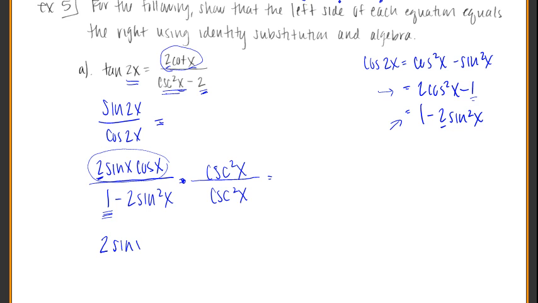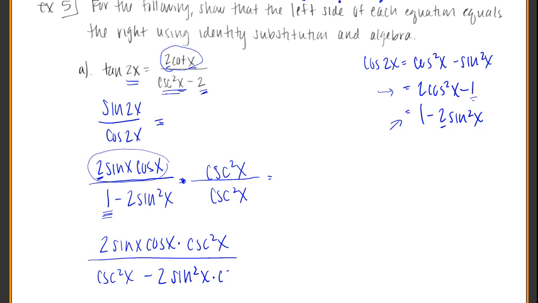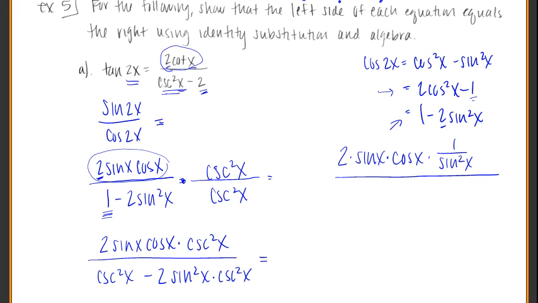So on the top it will be 2 sine x cosine x times cosecant squared x. In the bottom it's going to be cosecant squared x minus 2 sine squared x times cosecant squared x. Okay, looking good so far. Remember cosecant is 1 over sine, so that top is really saying 2 times sine x times cosine x times 1 over sine squared x. And down here in the bottom, I don't need to rewrite cosecant squared x, but that's exactly what I want. But here it says 2 times sine squared x times 1 over sine squared x. So that sine squared x can cancel with that sine squared x. This sine x here can cancel with one of those right there.